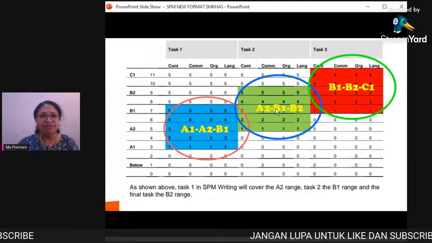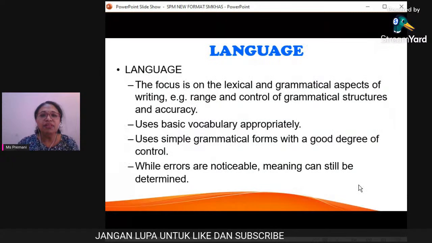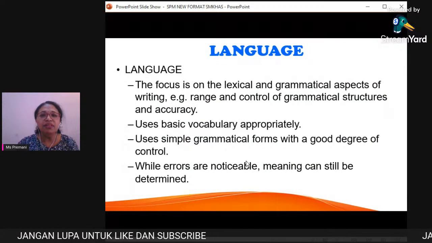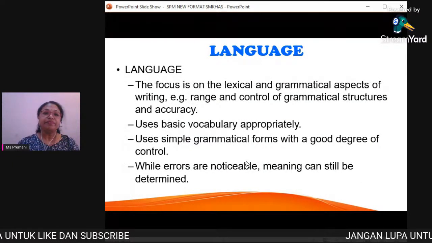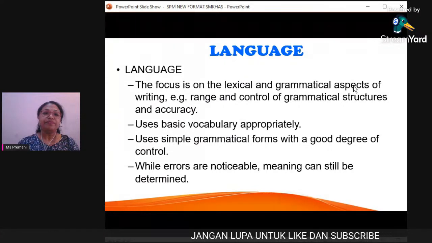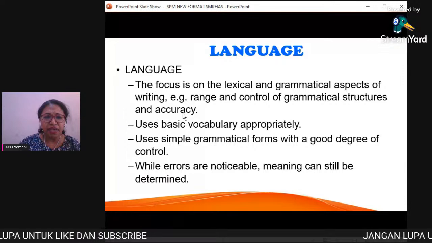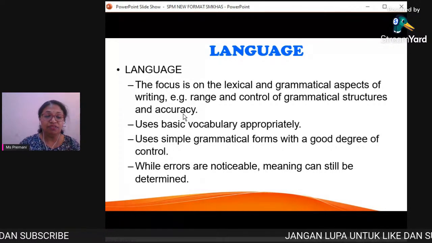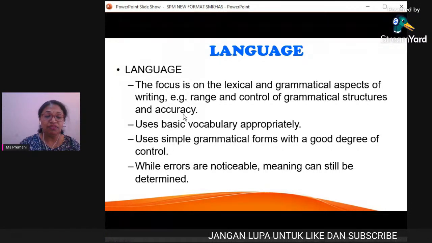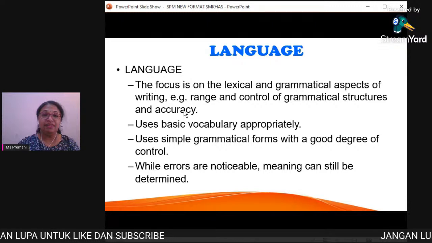So simple way, semi-advanced, advanced. Okay? So let us go to the next one. Okay, when I talk about languages, the focus is on the lexical and grammatical aspect of writing. It means you have range and control of grammatical structure and accuracy. It means just now I told you, right? Task 1, you must know simple structure, direct to the point. When you go to part 2, a bit advanced. Go to 3, very creative.